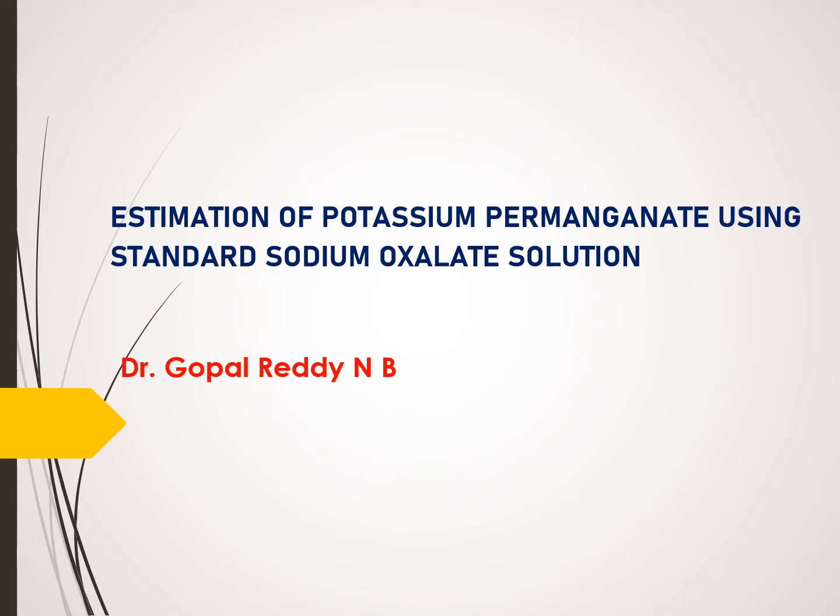Hello everyone. In this video, we are going to learn how to estimate potassium permanganate using standard sodium oxalate solution. This is a redox reaction. One acts as a reducing agent, and the other acts as an oxidizing agent. Which one acts as the reducing agent and which as the oxidizing agent? How does the reaction take place, and how do we estimate potassium permanganate by this titration? Let us see.